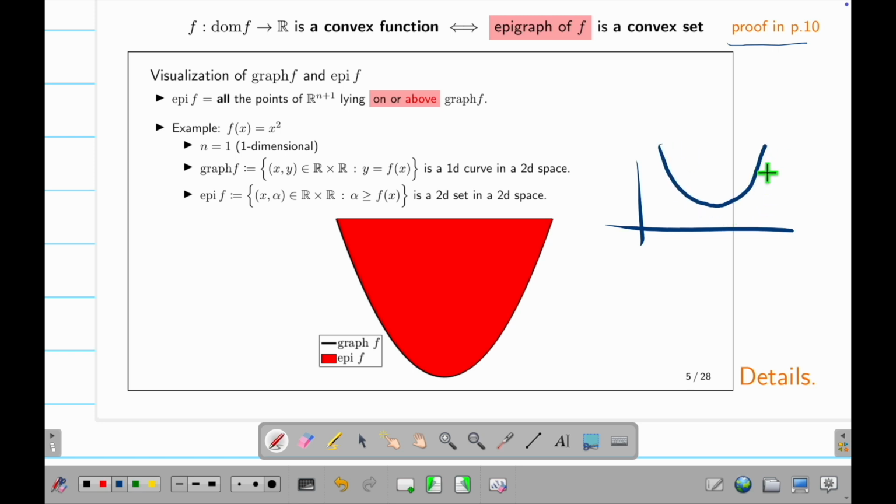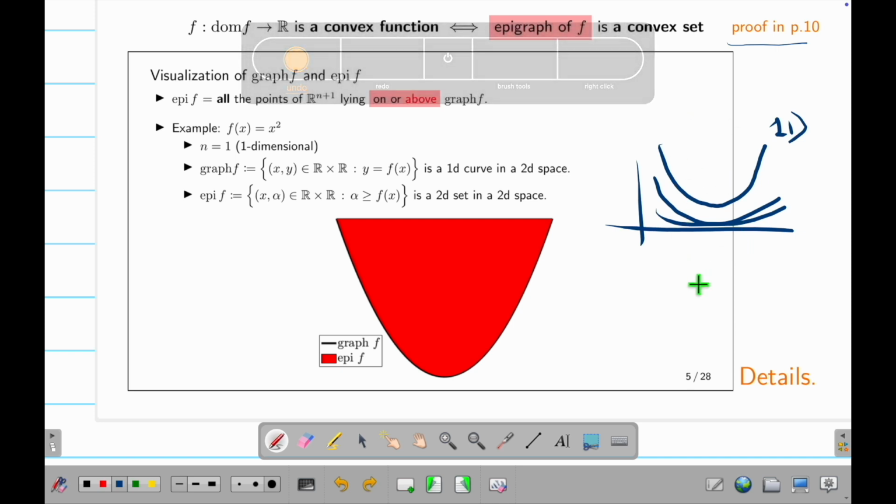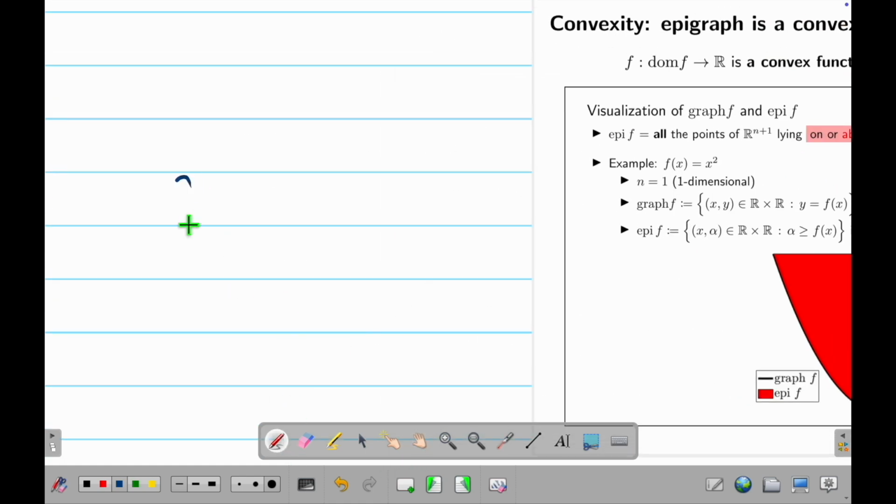This is the graph, right? The graph is topologically equivalent to a straight line. So this is actually a one-dimensional thing because you can twist it, and then you get this line, okay? So a line is a one-dimensional object, even though we are in 2D. But this thing is 2D. So the epigraph is 2D.